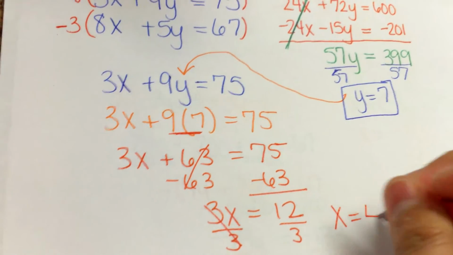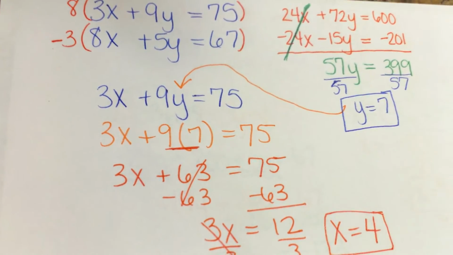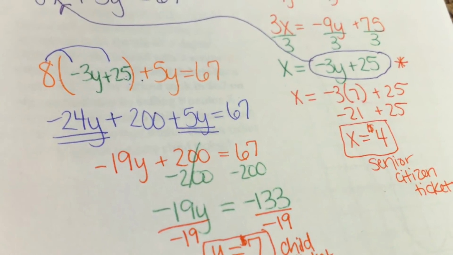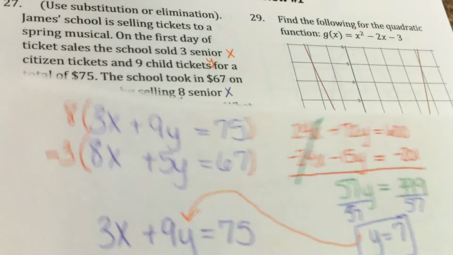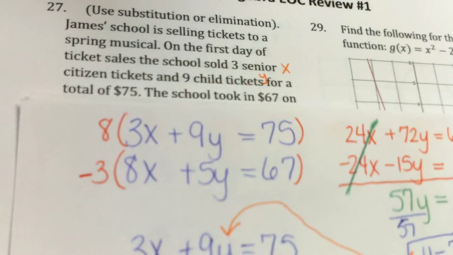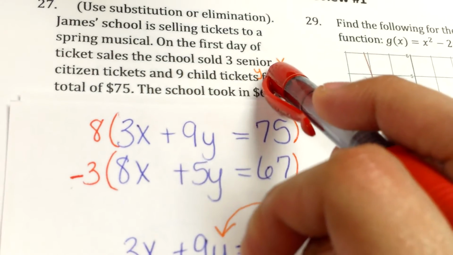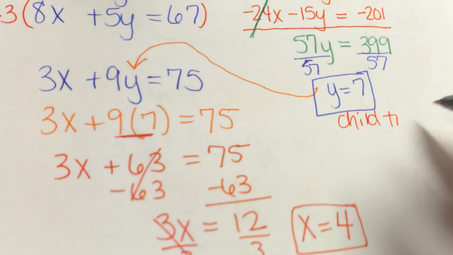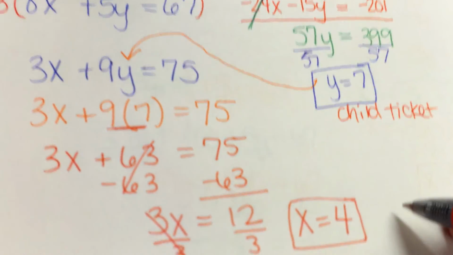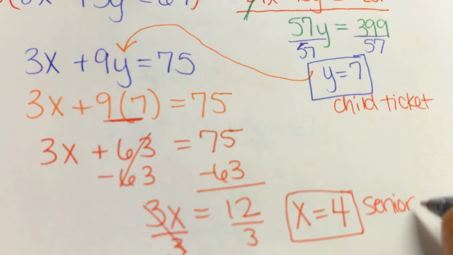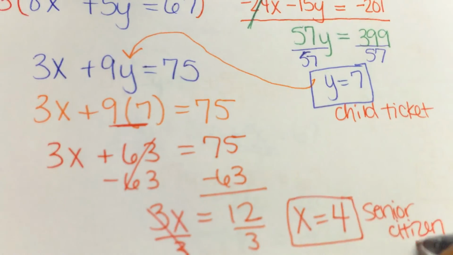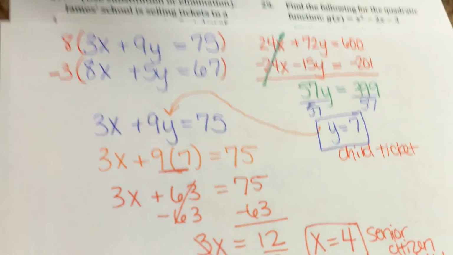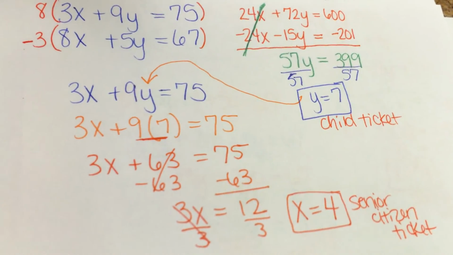X equals 4. So that means we got the same thing as over here, X equals 4. The Y stood for child and the X stood for senior citizen, if we go back to the original equation. So each child ticket costs $7, and each senior citizen ticket costs $4. And that's how you do elimination. I'll show you more examples in the next videos.